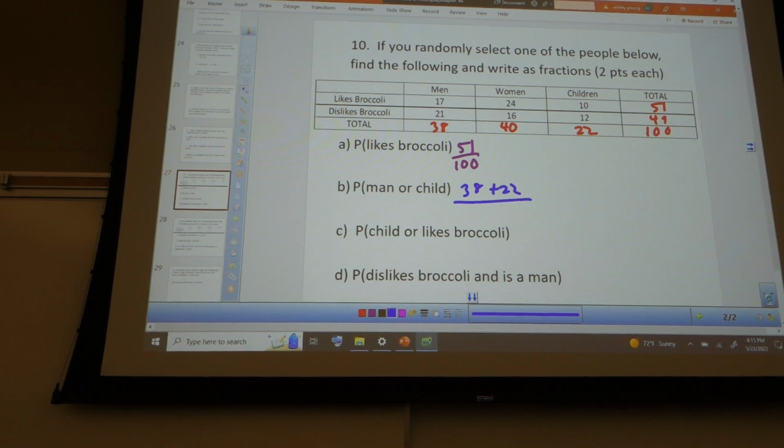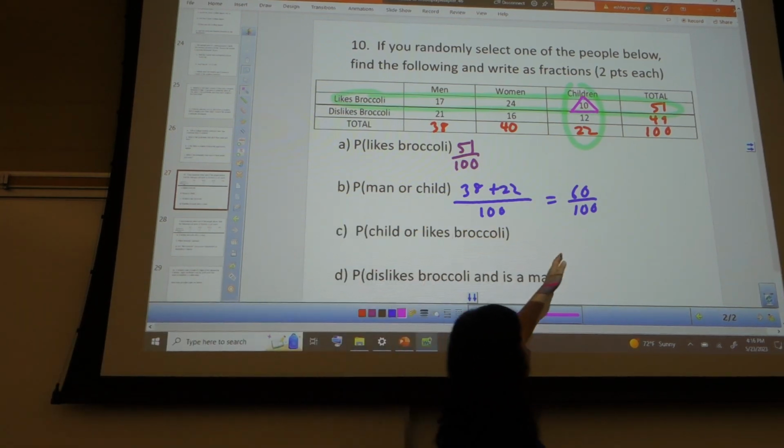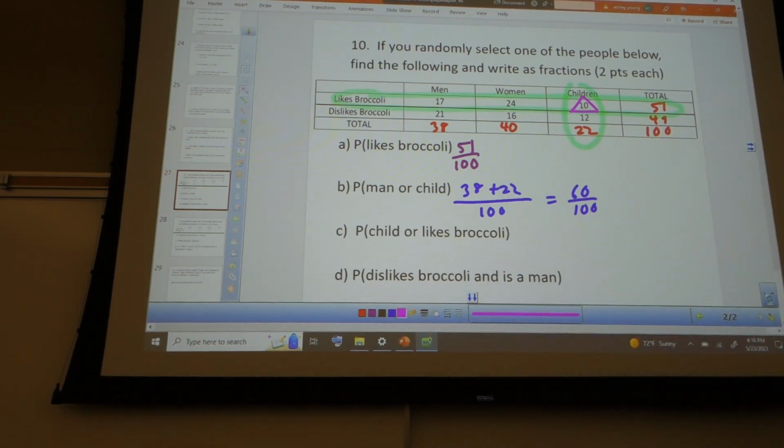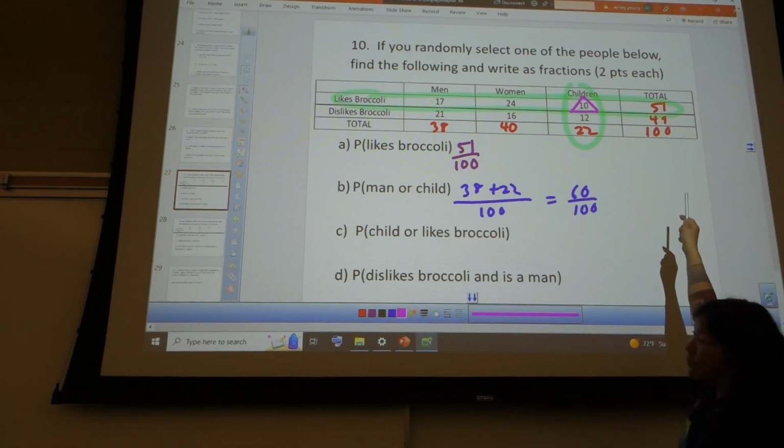So, earlier we said "or" means we add, so we're going to add them: 60 out of 100. What about child or likes broccoli? Let's see. There are 22 children, but likes broccoli, there's 51 people. Here's my problem with this one. Take a look. See these 10 people here? They're counted in the children group, but they're also counted in the broccoli group. They're getting double counted. So they're getting counted in the 22 and they're getting counted in the 51.